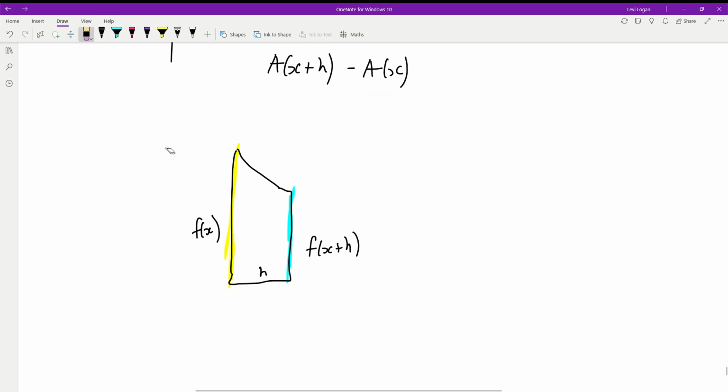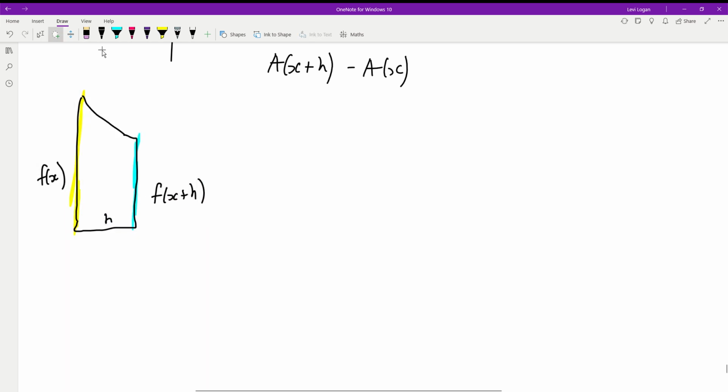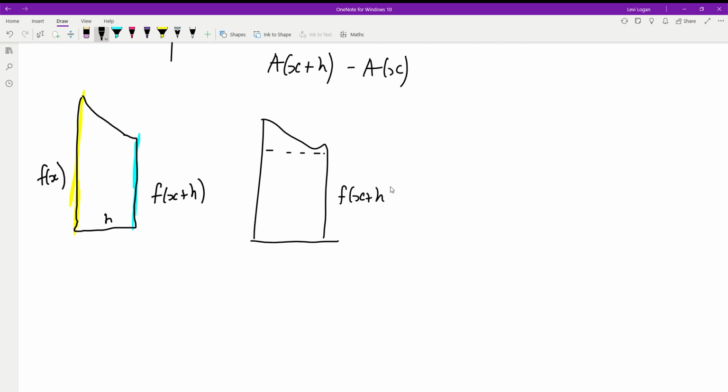But we can also approximate it using two different shapes. So I'll show you what I mean. If I move that to the side, this is the shape I have at the moment. I could work out this area first here, which would be f of x plus h. That would be the height up until that point there, and the width is h. So I could work out that area there. That area would be f of x plus h times h.